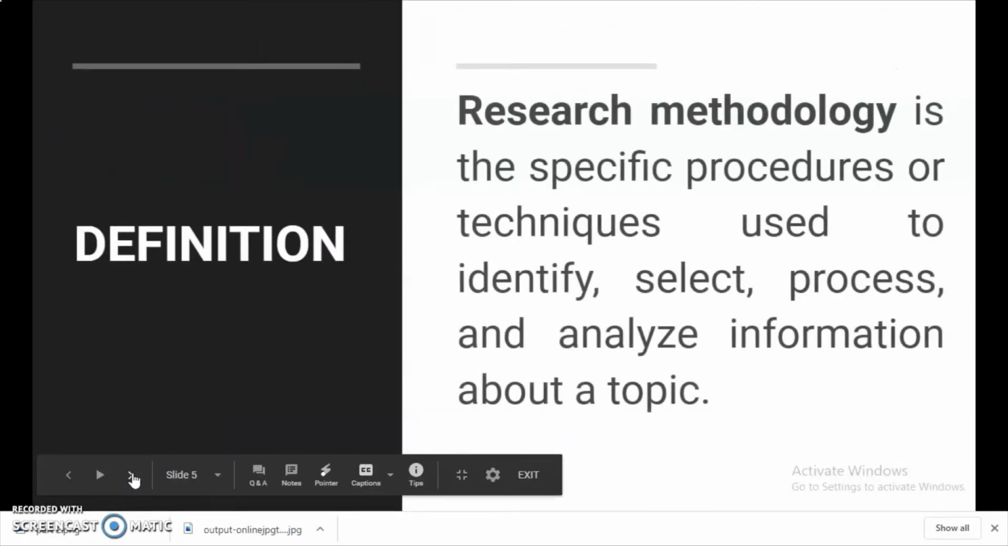And we should also know what research methodology is. Research methodology is the specific procedures or techniques used to identify, select, process and analyze information about a topic. That means in research, what we are doing is creating knowledge. So the specific procedures and techniques used to create new knowledge, that is what we call research methodology, and we are dealing here with an introductory class.